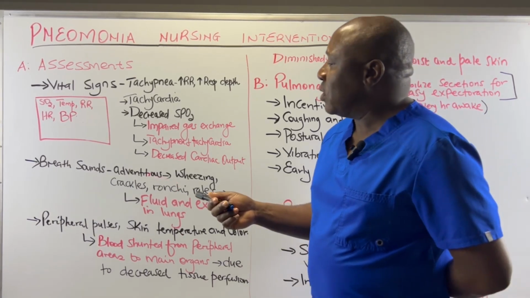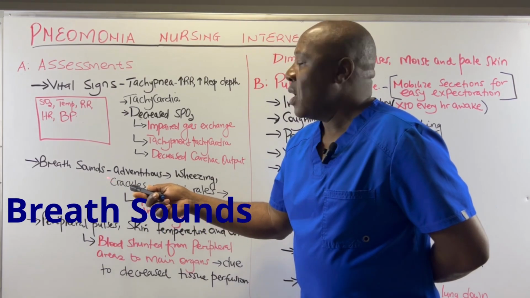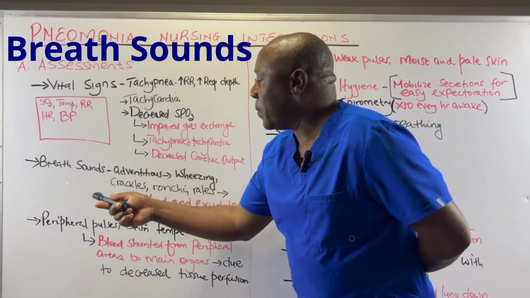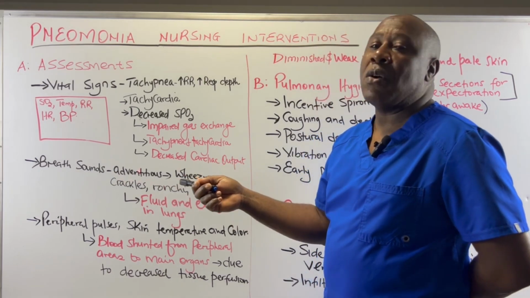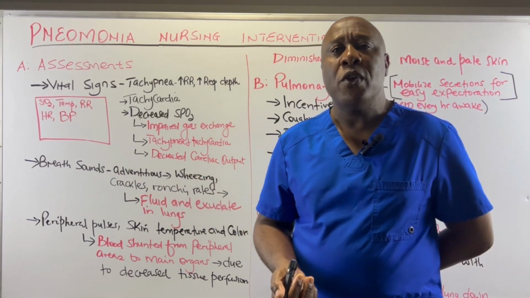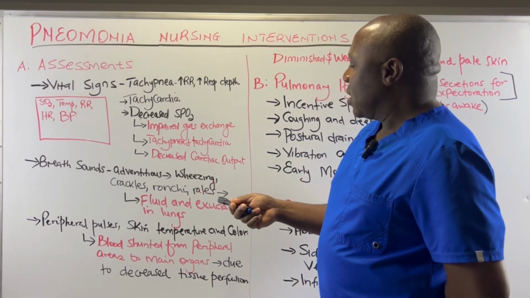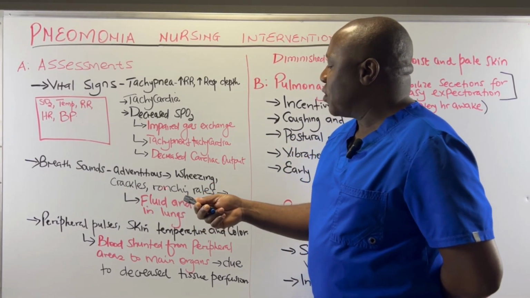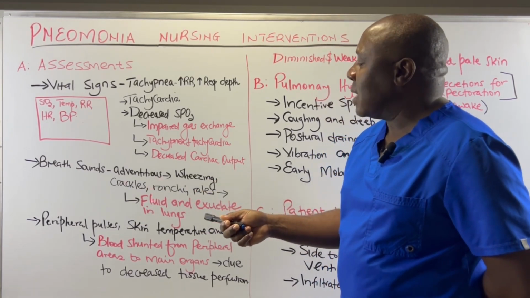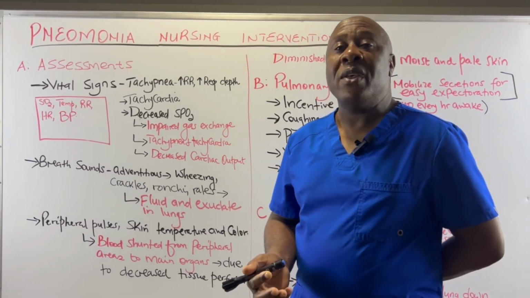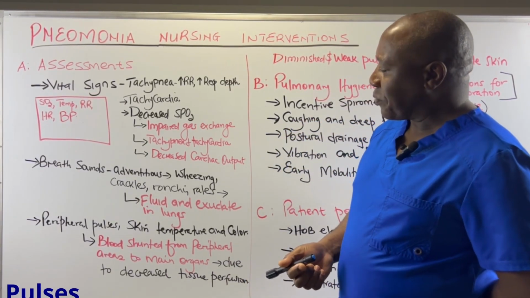Now, in assessments also, as a nurse, you are going to assess the breath sounds. And when you assess the breath sounds in these patients, you are going to discover that they have got adventitious sounds. Now, you use your stethoscope to auscultate the lungs in this patient. They have got wheezing, they have crackles, they have rhonchi, they have rales, and this especially because of the fluid and exudate which is accumulating in the lungs and impairing oxygen exchange.